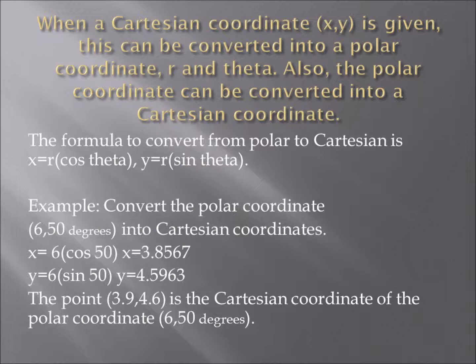The example is to convert the polar coordinate with a radius of 6 and 50 degrees into Cartesian coordinates. X equals 6 times the cosine of 50 degrees. X equals 3.8567. Y equals radius 6 times the sine of 50 degrees. After that is calculated, y equals 4.5963. The point, when rounded, 3.9 and 4.6, is the Cartesian coordinate of the polar coordinate, radius 6, 50 degrees.